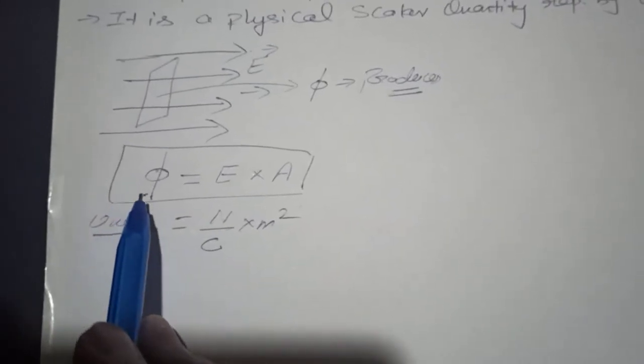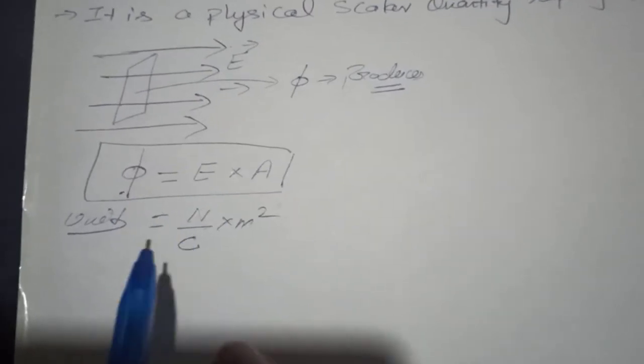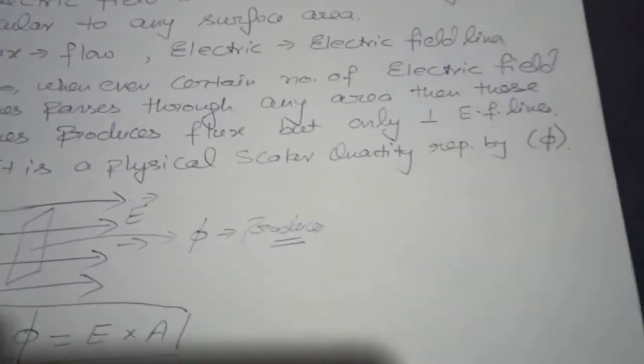And there is also another physical quantity that is also represented by phi, that is magnetic flux. Its unit is Weber, but here there is no Weber.